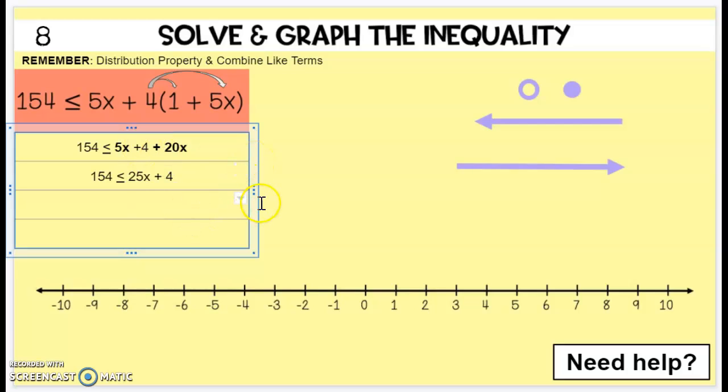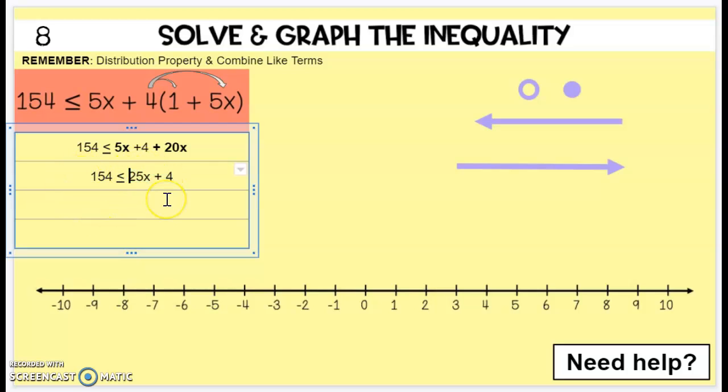At this point, you should know what to do. This is a two-step inequality. You're going to look at this side with your variable, and then you're going to start as far away from your variable on this side as possible, which is that positive 4. You're going to do the inverse operation. It's adding right now. That inverse operation is subtraction. You're going to subtract 4 from both sides.